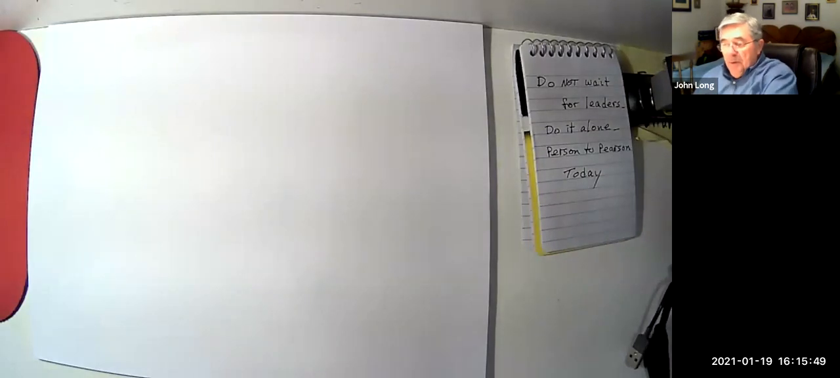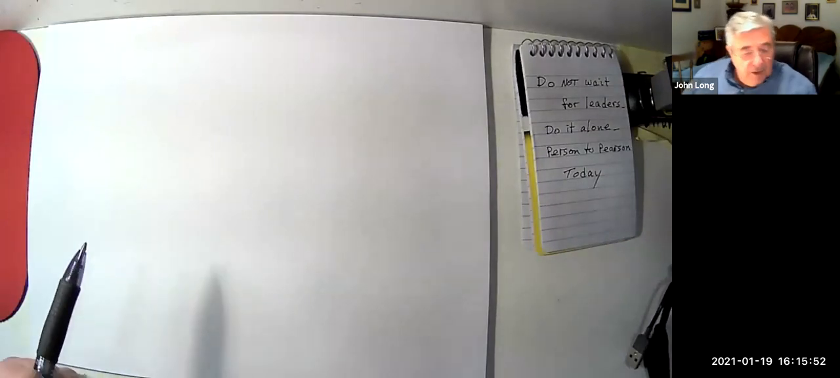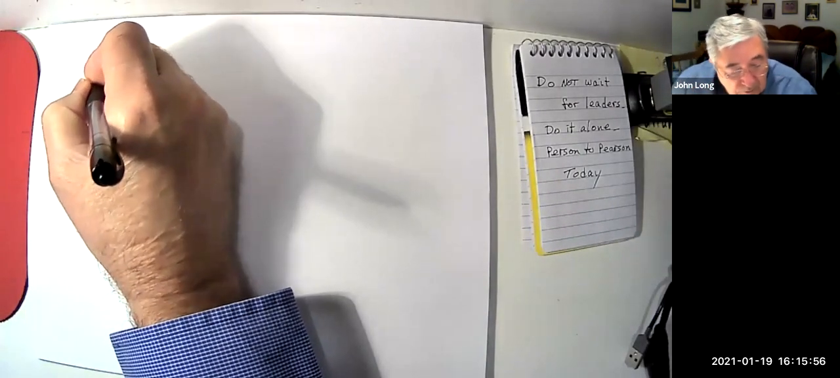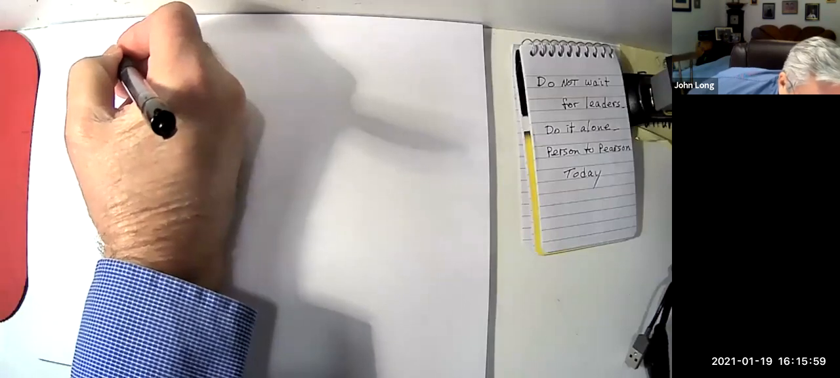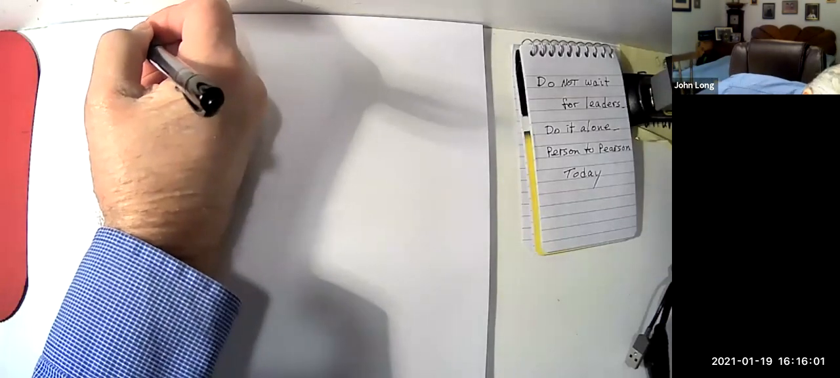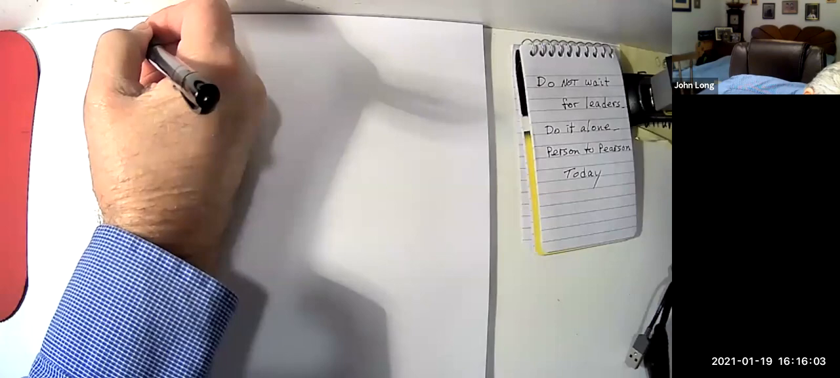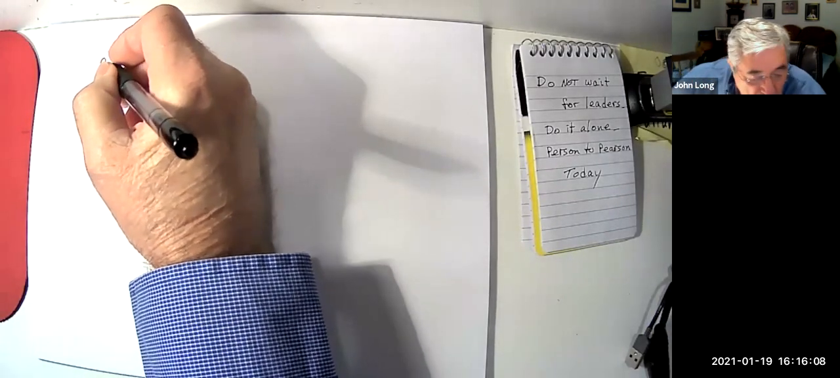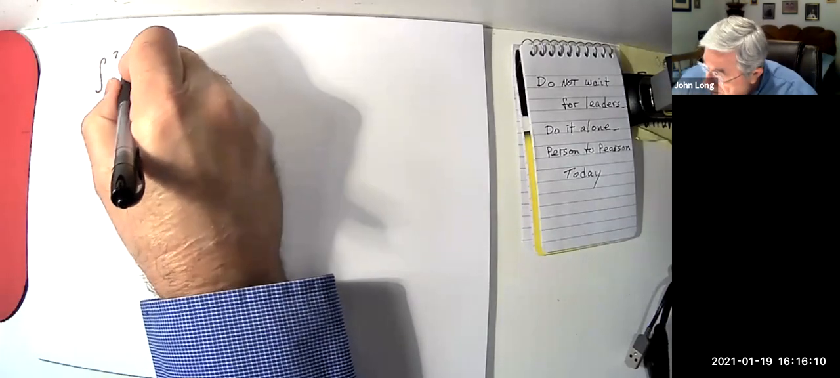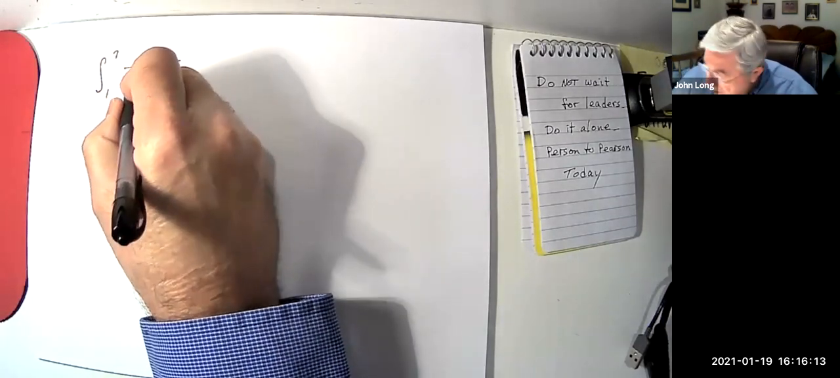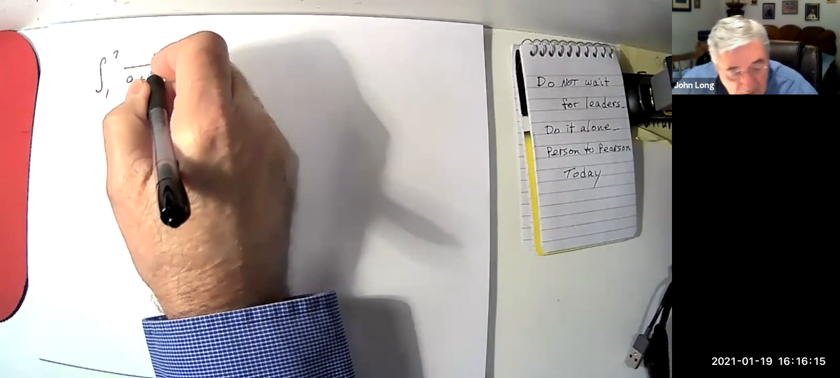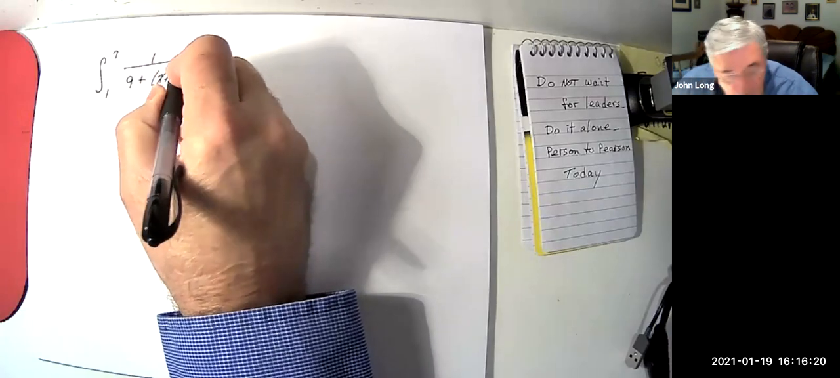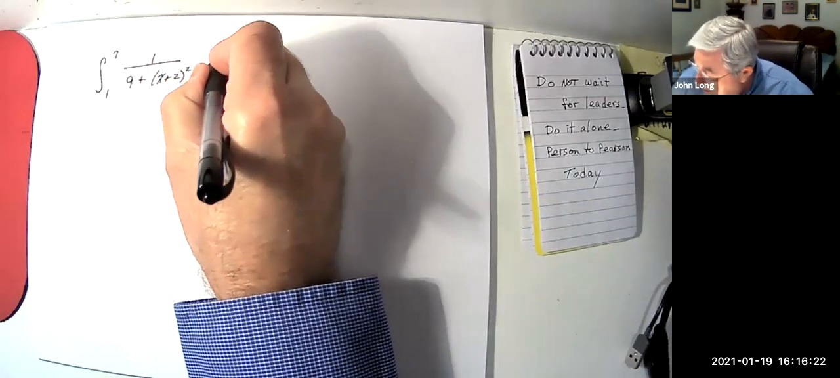Here's another problem that involves something we need to get used to looking at. Here it is. It's the integral from 1 to 7 of 1 over 9 plus, and look at this, x plus 2 squared dx.